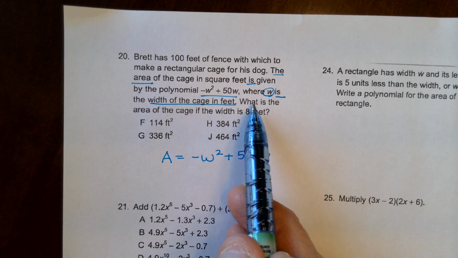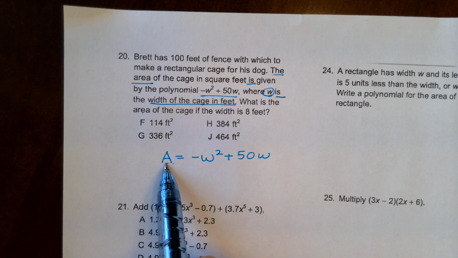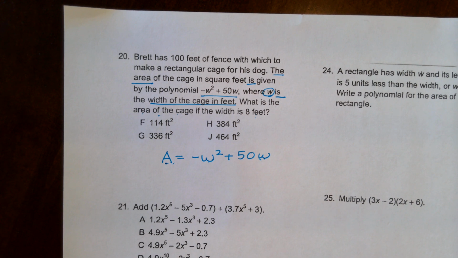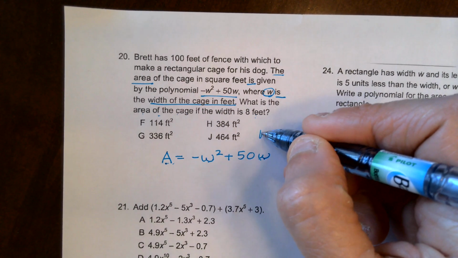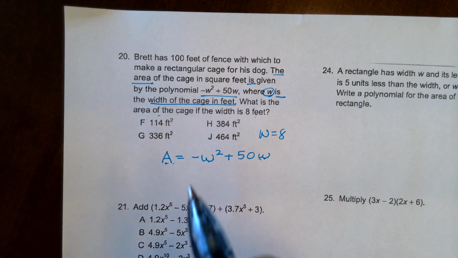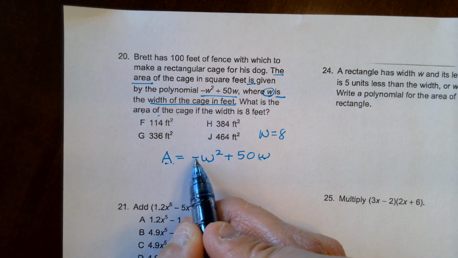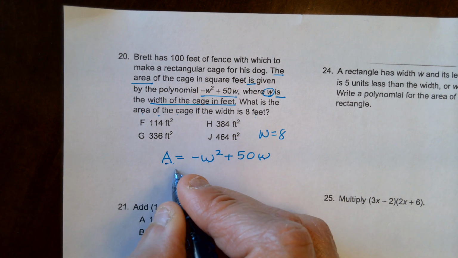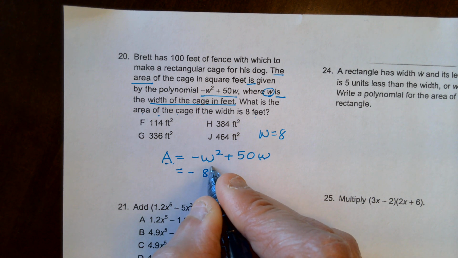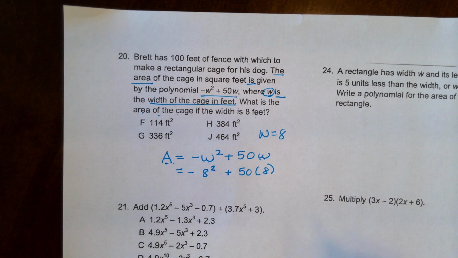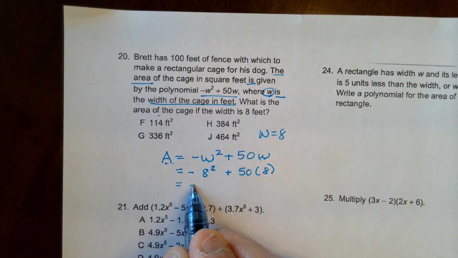So their question is, what is the area of the cage if the width is 8 feet? It literally is just substituting an 8 in for the w, because they just told you that w is 8, and seeing what you get. Now you have to be very careful with this negative here, because the negative is not squared. If the negative was squared, you would have had parentheses around it. So you have negative 8 squared plus 50 times 8. Okay, so I go here, and the negative is still there.